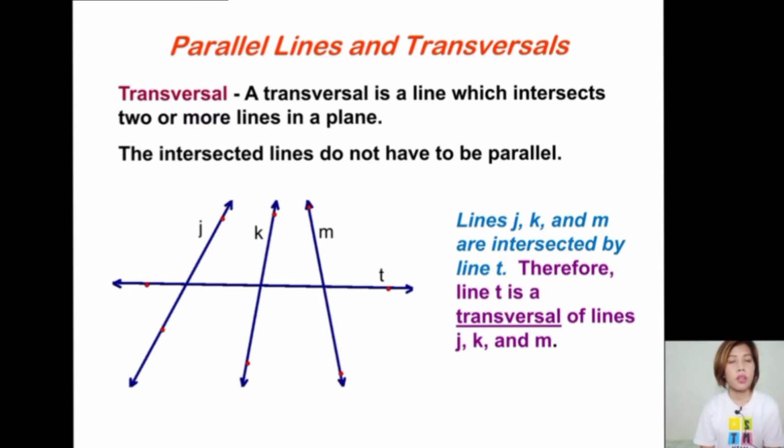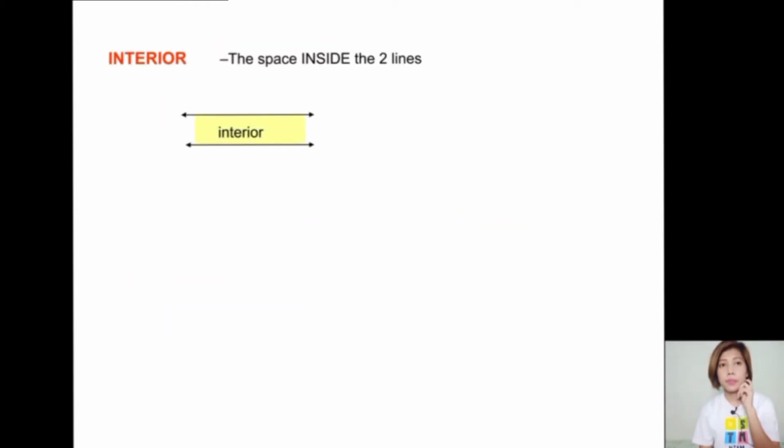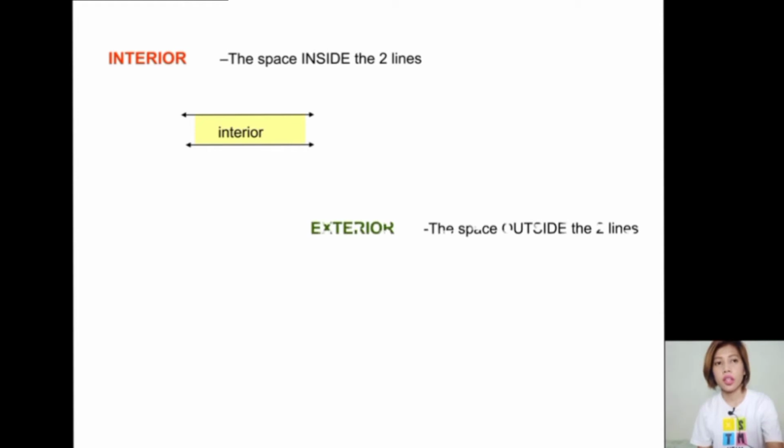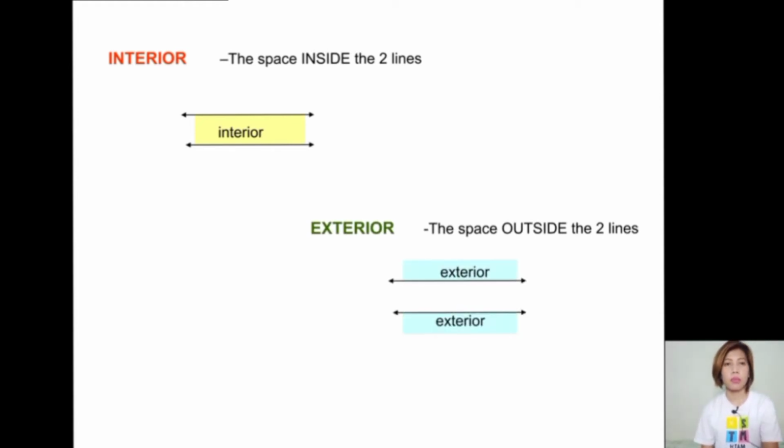So, we have here lines J, K, and M. So, intersect po sila ng line T. So, therefore, yung line T po ay transversal ng lines J, K, and M. So, hindi po necessary na intersected lines ay parallel. Minsan po kasi hindi naman po parallel yung mga intersected lines. So, yan ulit yung interior. And then the exterior naman yung nasa labas.